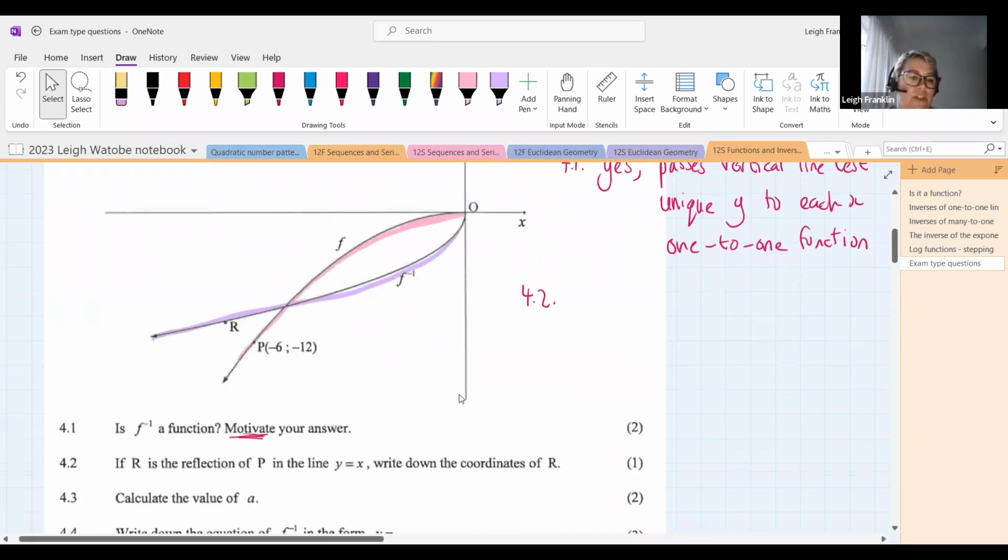Okay, all right. Then in the next question, they say to us, if R is the reflection of P in the line y equals x, write down the coordinates of R. So what do you guys think? What are the coordinates of R?